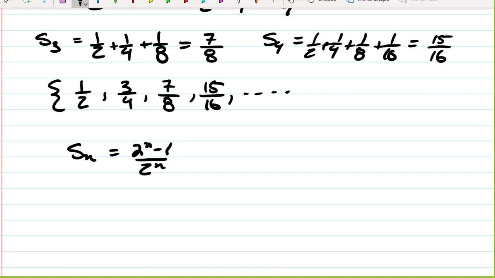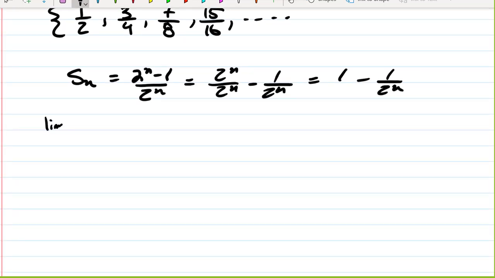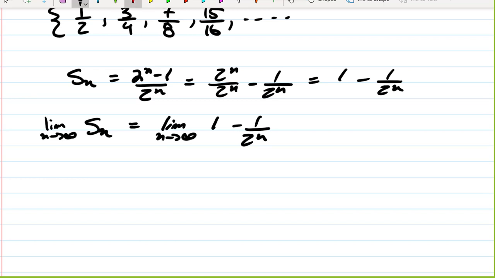Now we can test if this converges. We can do a little algebra. So this is equivalent to 2 to the n over 2 to the n minus 1 over 2 to the n, which is 1 minus 1 over 2 to the n. If we take the limit as n goes to infinity of our sequence of partial sums, that's the same as the limit as n goes to infinity of 1 minus 1 over 2 to the n. Well, 1 over 2 to the n is 1 over infinity, so that's going to go to 0. So 1 take away 0 gives us 1.